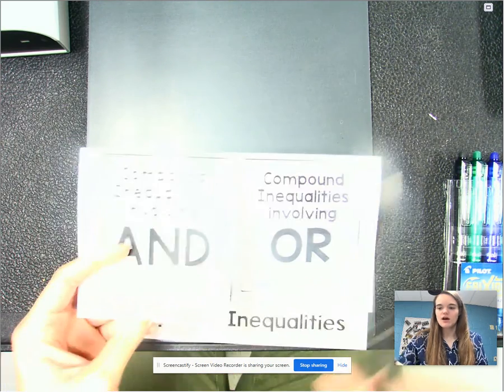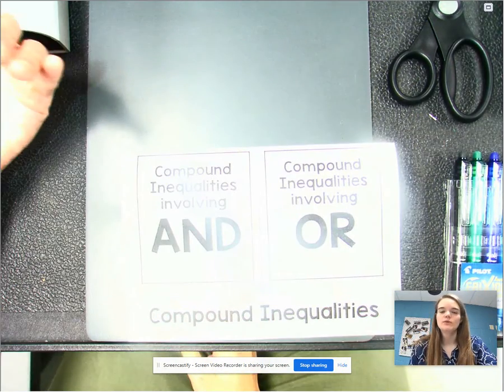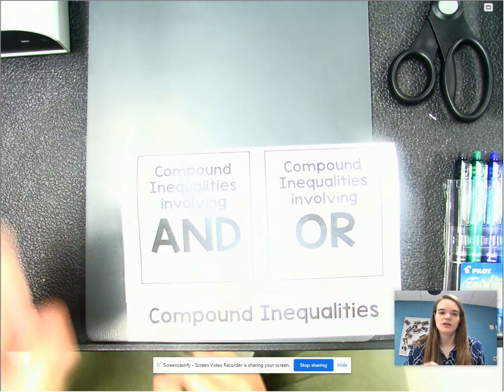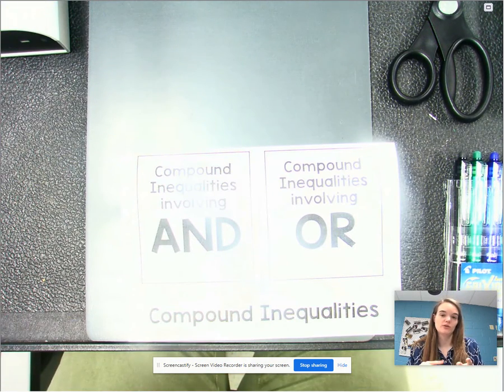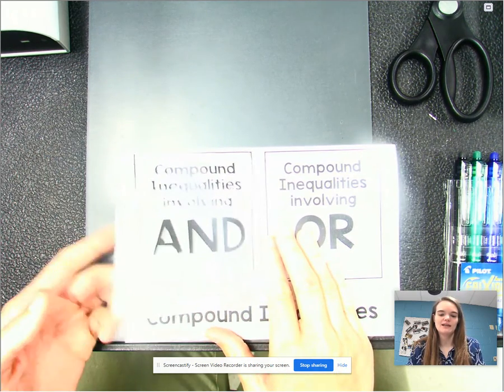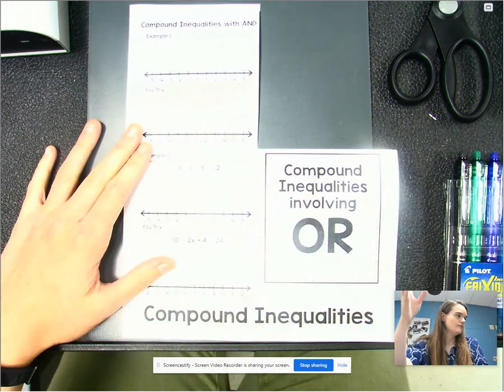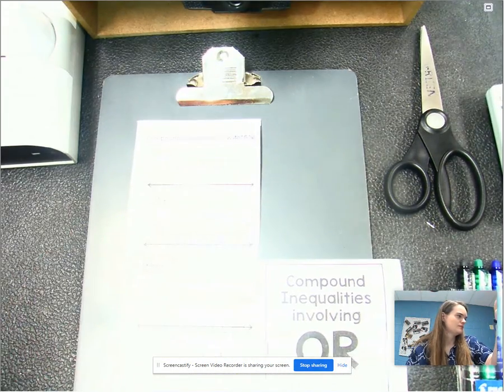Okay? A compound inequality, literally, we've got an inequality. Remember, an inequality is greater than, less than, greater than or equal to, less than or equal to. It's any inequality where we're putting something together. Okay, so we're going to talk about and compound inequalities first.